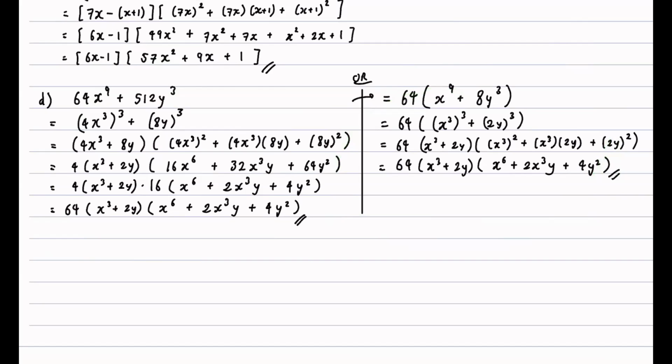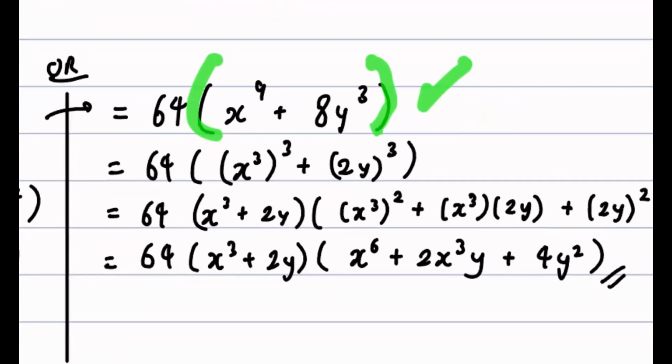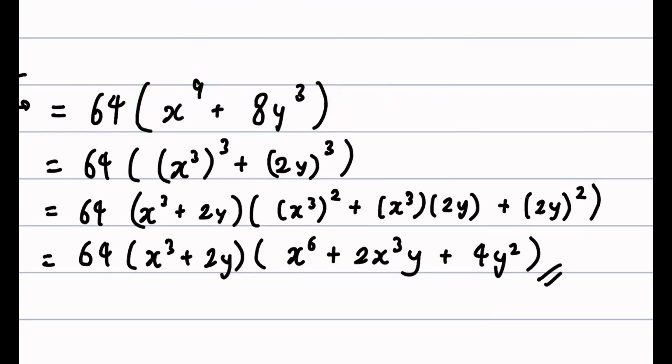So what you realize is 64 and 512 have a common factor of 64. Okay, so you just factor out that 64. Then you get bracket x power 9 plus 8y cubed. So far, okay? Yeah. But then you realize that 9 can be rewritten as 3 times 3, right?